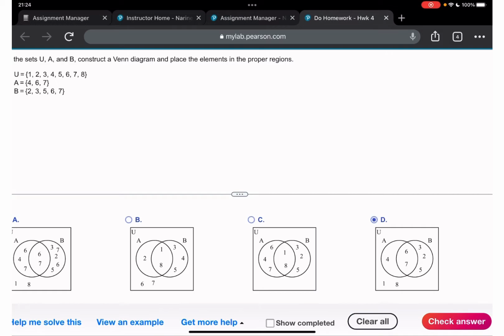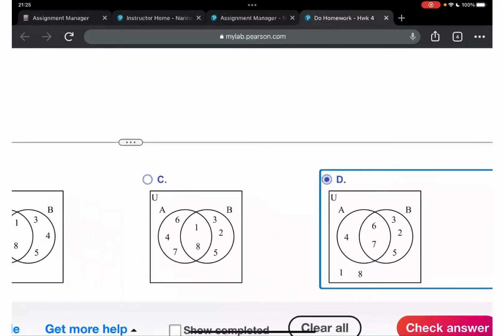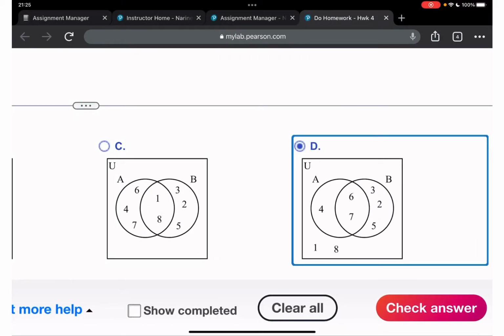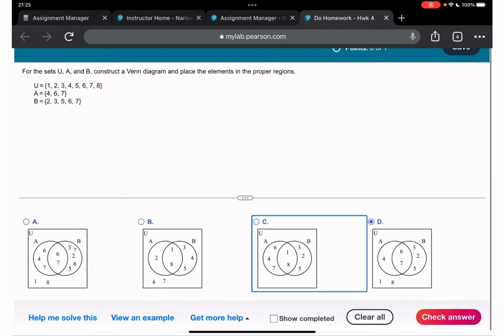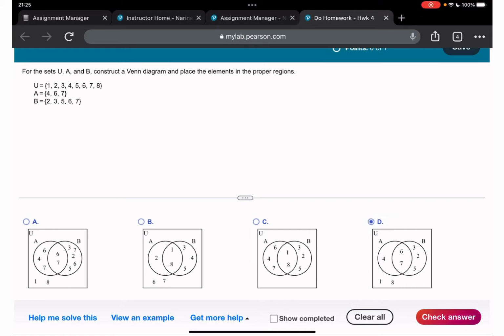So the only thing left to check is 1 and 8, right? To match it up for set U. Because the rest, 2, 3, 4, 5, 6, 7, we already identified part of it in set A, part of it in set B. 1 and 8, here it is. We see 1 and 8 are out of A and B and right in the set U. So D is going to be our answer.